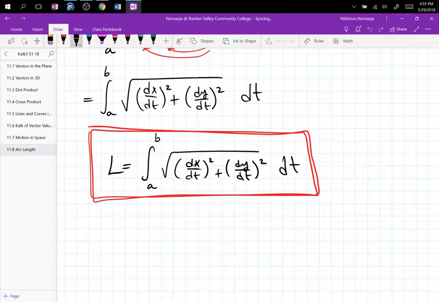Oh, before I forget, a and b are now the interval for t, for parameter t. So what am I going to do now? Well, I'm going to prove the circumference of a circle. This is a cool question for the exam, for instance. So what do we have? We have a circle, radius, let's say 5, and we want to prove that the circumference is 10 pi.